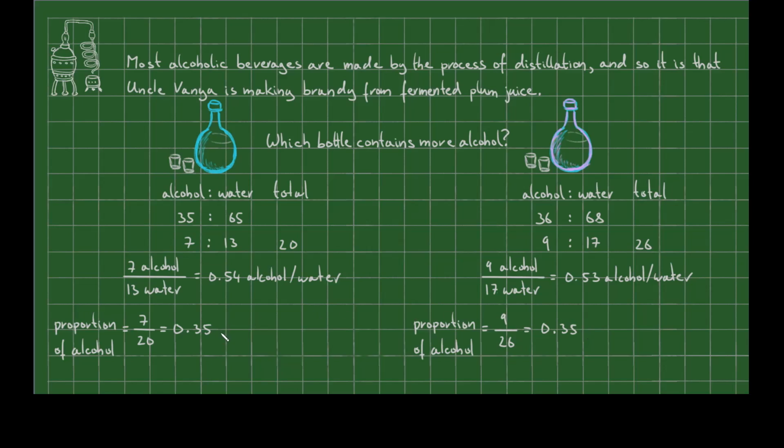In case of the bottle on the left, I will have 0.350. Whereas when it comes to the bottle on the right, rather than 0.35, I will end up with 0.346 when rounded to 3 decimal places. And now I could say that the bottle on the right is 34.6% alcohol, which means that the brandy in the bottle on the left is more alcoholic.